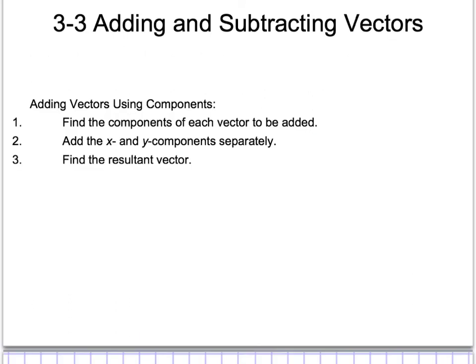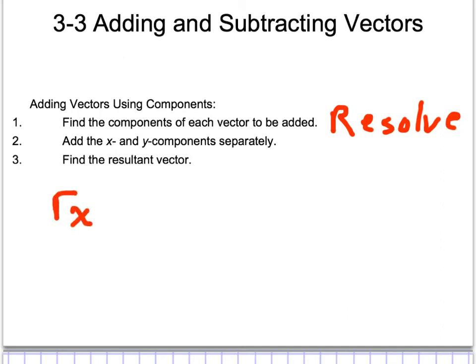You can also add vectors using math instead of doing it visually. Here are the 3 steps to adding vectors using components. So first, find the components of each vector to be added. This is what I've been calling resolving. So resolve the vectors into their components. Add the x and y separately.